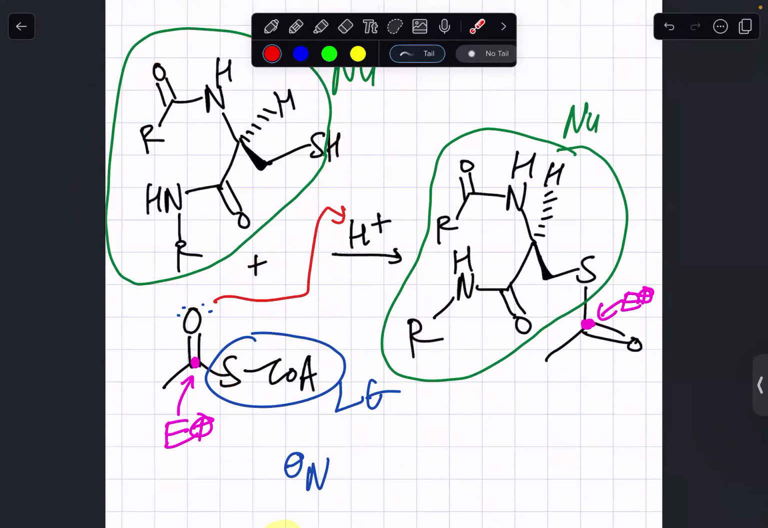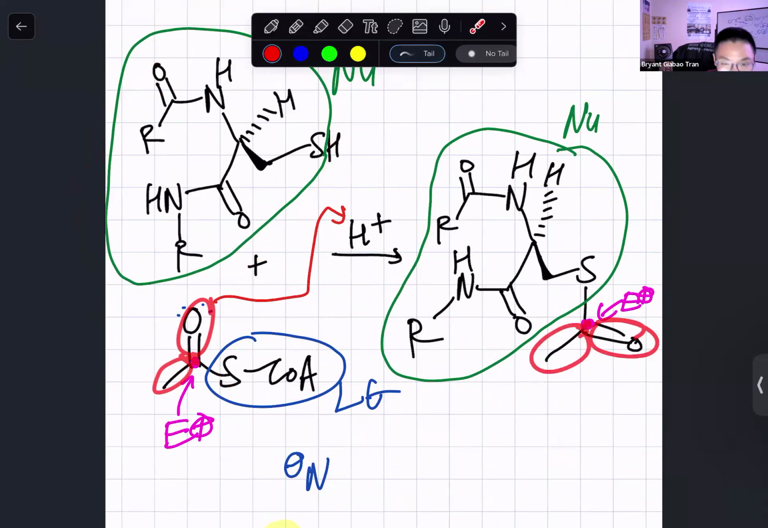Okay, right, gotcha. But notice how the leaving group is attached to this pink carbon that's attached to an acyl group and a methyl group. That's this pink carbon here with the acyl group and methyl group right there. But it's rotated differently. The molecule's rotated like this.